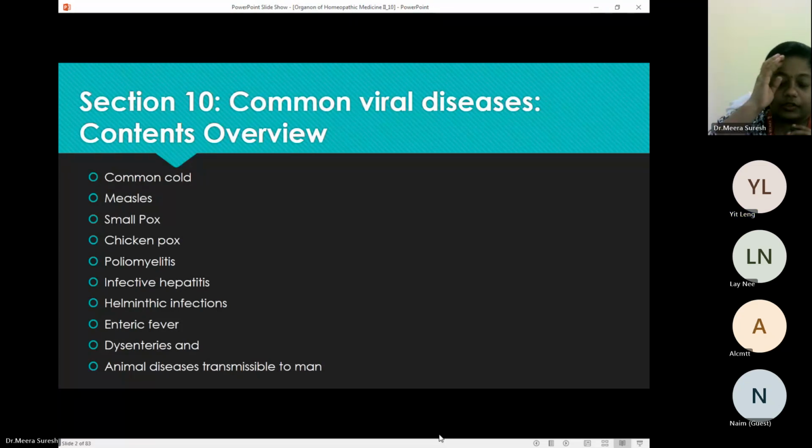Yeah, I can. So today our section is the 10th one, where we will be dealing with viral diseases, the commonly seen viral diseases, and how they are transmitted, their communicability, and how they have to be prevented. These are the conditions we'll be dealing with: common cold, measles, smallpox, chickenpox, polio, infective hepatitis, helminthic infections, enteric fever, dysentery, and animal diseases transmissible to man.